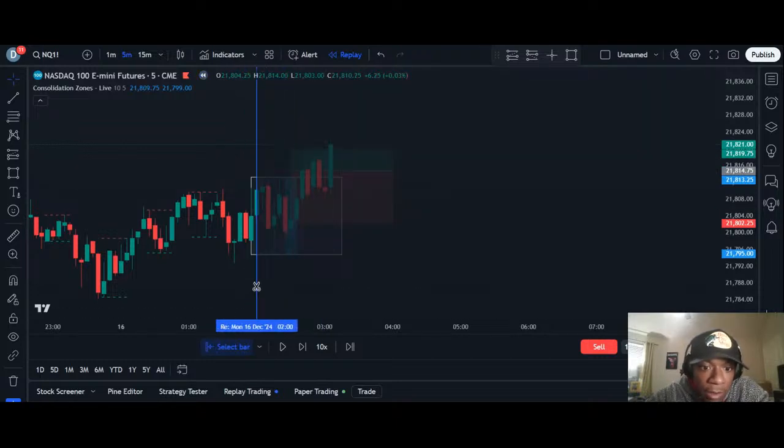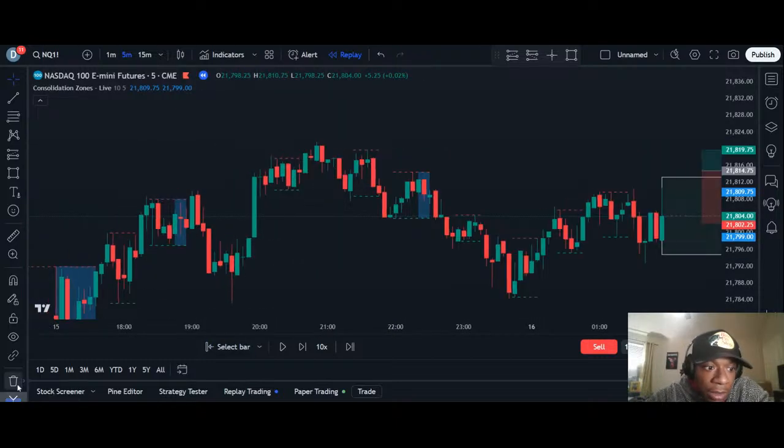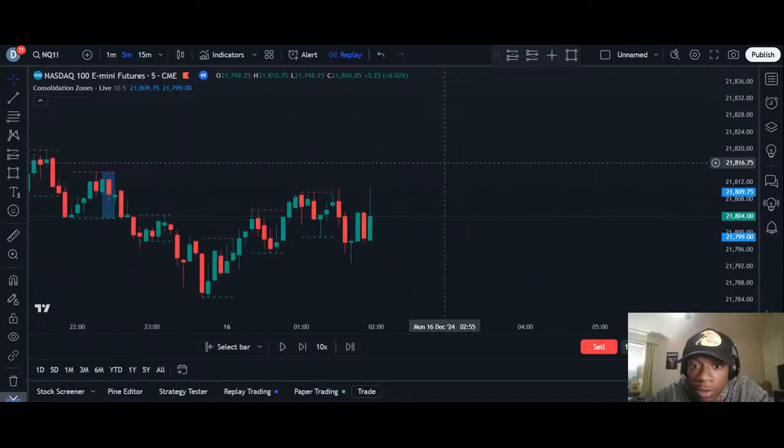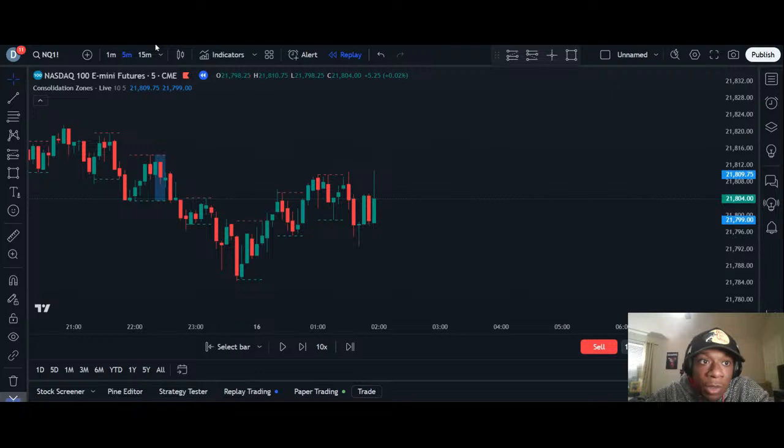Go back to 2 a.m. and keep in mind all these trades are happening at 2 a.m. Central Time. It would be 3 a.m. Eastern. The time in which you're using this strategy does matter.